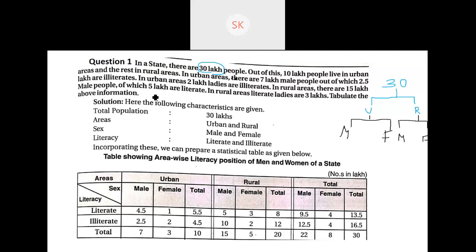Now, after this, the next stage of classification: 2.5 lakh are illiterates, which means every gender here is again separated by another classification, which is literate and illiterate. Male in urban being literate or illiterate, female in urban being literate or illiterate. Again in rural, male being literate or illiterate, and female being literate or illiterate. So this is how they classify the data.